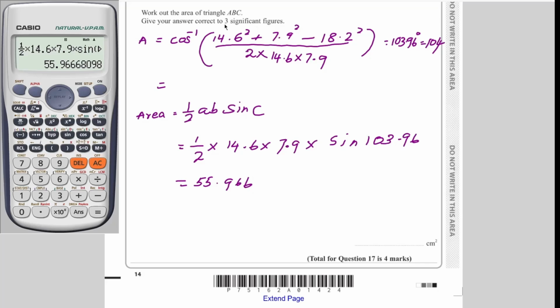55.966. We need to leave our answer to 3 significant figures. Therefore, the answer comes as 56.0 because the third significant figure is this one. So we have to look at the fourth significant figure, which is greater than 5. Then we need to add 1 to the third significant figure, which becomes 9 plus 1, 10. 0, we have to add 1, 6, 56. Then it is 56 squared centimeter.